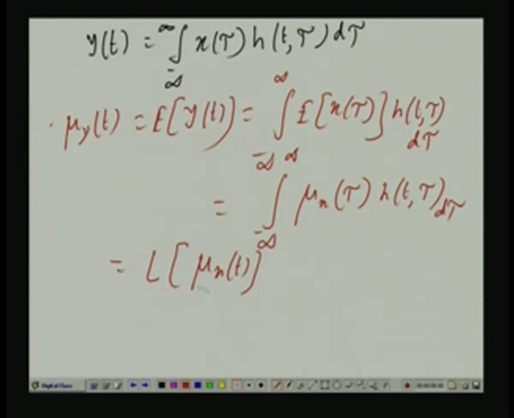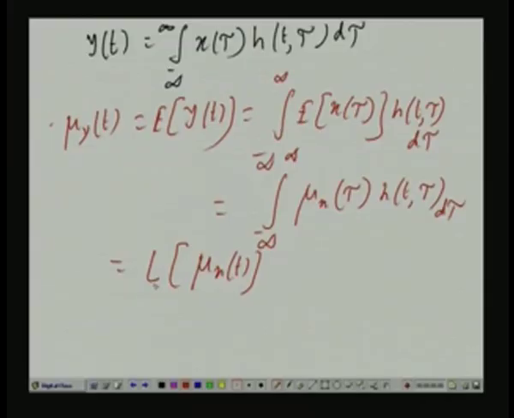Remember, when L was working on any function x t, I put the integral of x tau h t comma tau d tau. Now, instead of x t, I have a function mu x t. So that is the integral of mu x tau h t comma tau d tau. So as though the mean function, that is, if you take the mean or expected value of x, you again get a waveform. It is not a random waveform, but a waveform. If you pass it through the system, whatever output you get, that is what you get for the mean waveform of the output. This is result number 1.